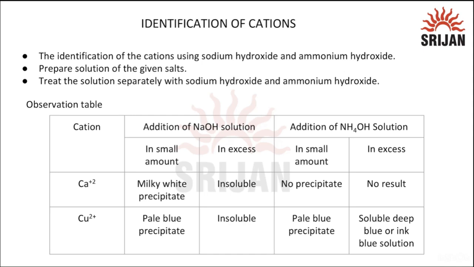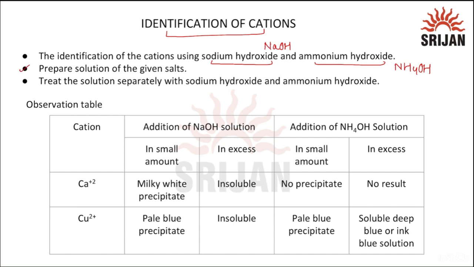In this video, we will learn about identification of cations. The identification of cations will be done using two solutions. Number one is NaOH and number two is NH4OH. We know that NaOH is sodium hydroxide and NH4OH is ammonium hydroxide.